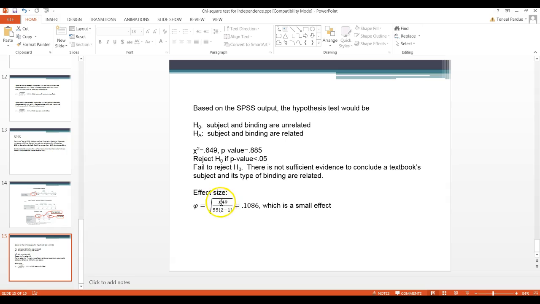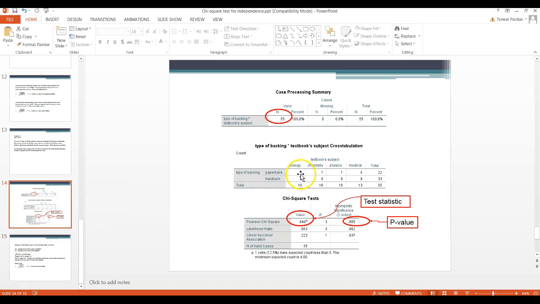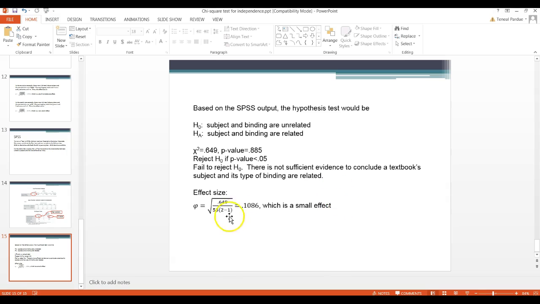For the effect size, I'm going to take the square root of the test statistic, 0.649, divided by the sample size, in this case 55. The contingency table here had 2 rows and 4 columns. So the smallest of those is 2, so we still have 2 minus 1 in the denominator. So we do that calculation and we get 0.1086, which is a small effect size.